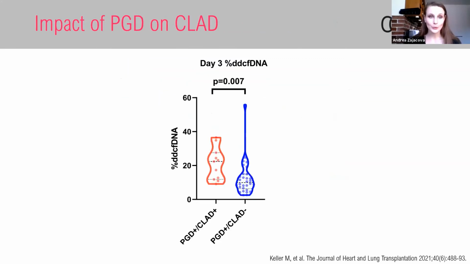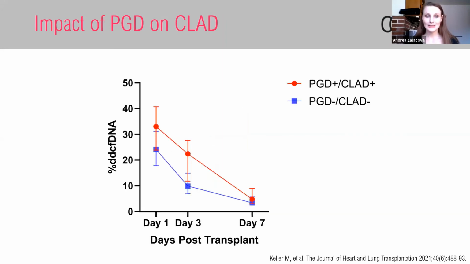Also, one of the known risk factors for the development of CLAD is primary graft dysfunction. But not every primary graft dysfunction leads to CLAD, and here may be the explanation why. As we see in this graph, patients with primary graft dysfunction who subsequently developed CLAD have higher levels of dd-cfDNA at the time of diagnosis than patients with primary graft dysfunction who are CLAD-free. Also, there is a strong relationship between primary graft dysfunction positive patients who subsequently develop CLAD and primary graft dysfunction negative patients who do not develop CLAD.